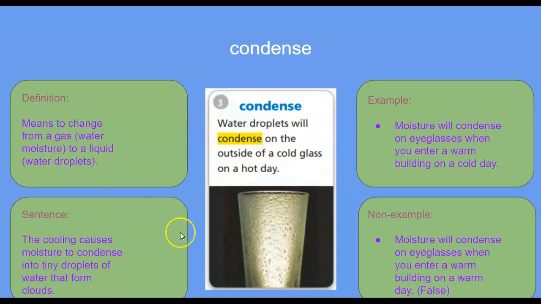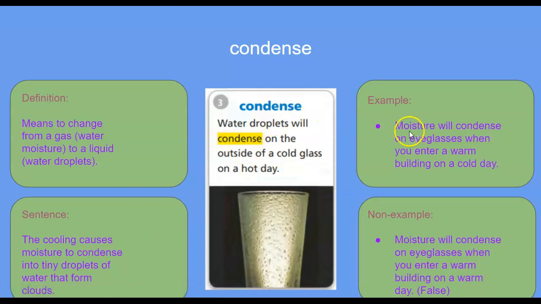Okay, if you see on this cup right now, it has water droplets, but at one point, it was a gas. It was just water moisture. Right? And it was cold to the touch. Here's a sentence with it. It says, the cooling causes moisture to condense into tiny droplets of water that form clouds. Oh. So condense is those water droplets that are forming the clouds.